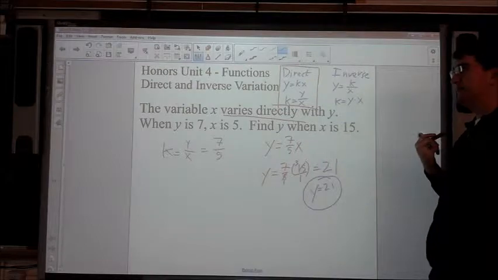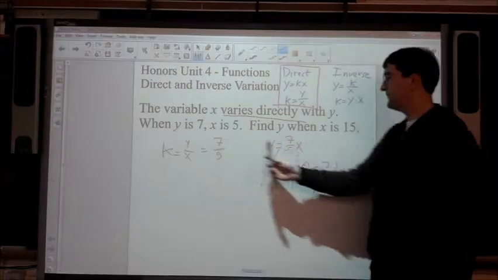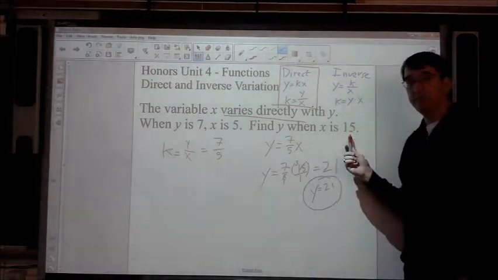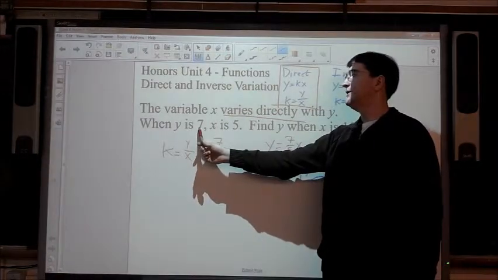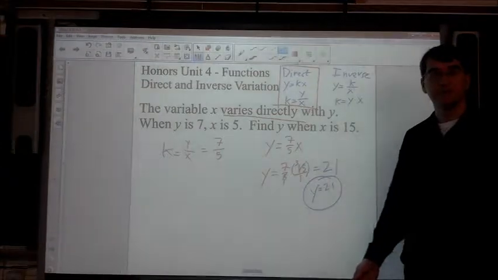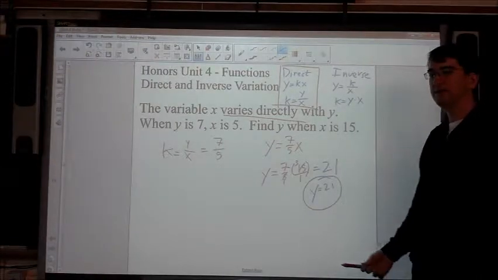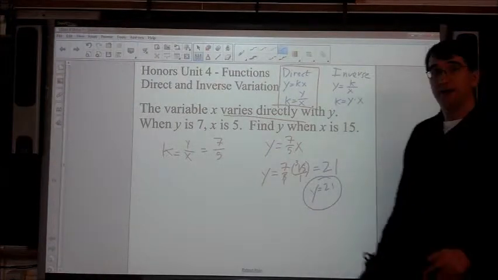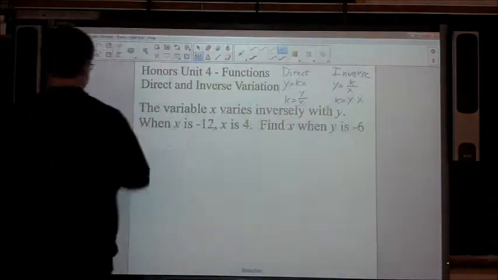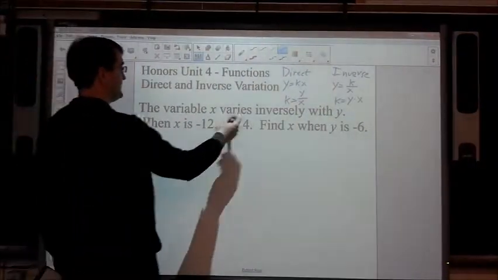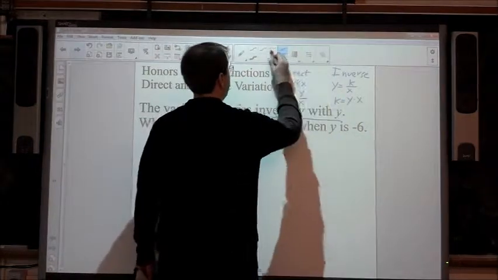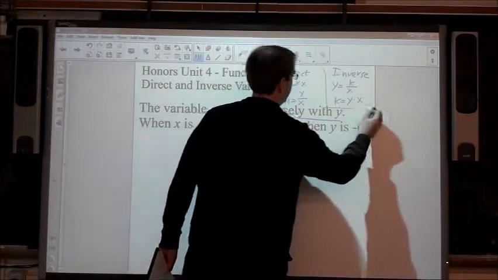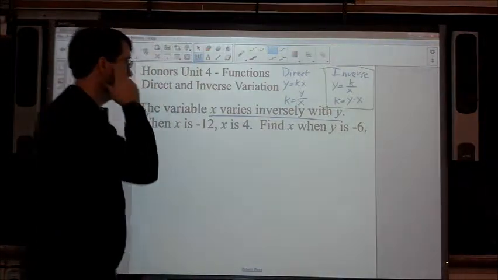Which should kind of make sense, because if x is going from 5 to 15, then it's being multiplied by 3, so y should be multiplied by 3 as well. 7 going to 21. That's a way that you can check to see if this makes sense as an answer. One last example. The variable x varies inversely with y. So now I'm looking at my inverse variation.